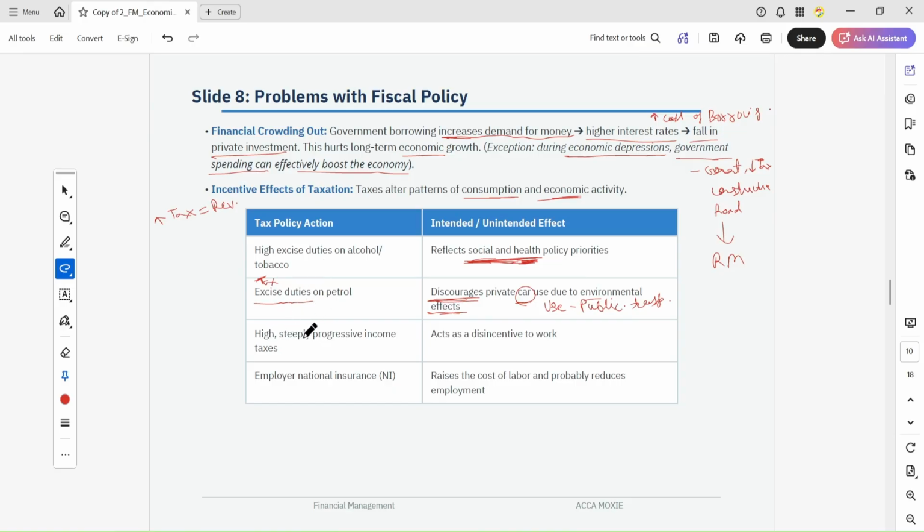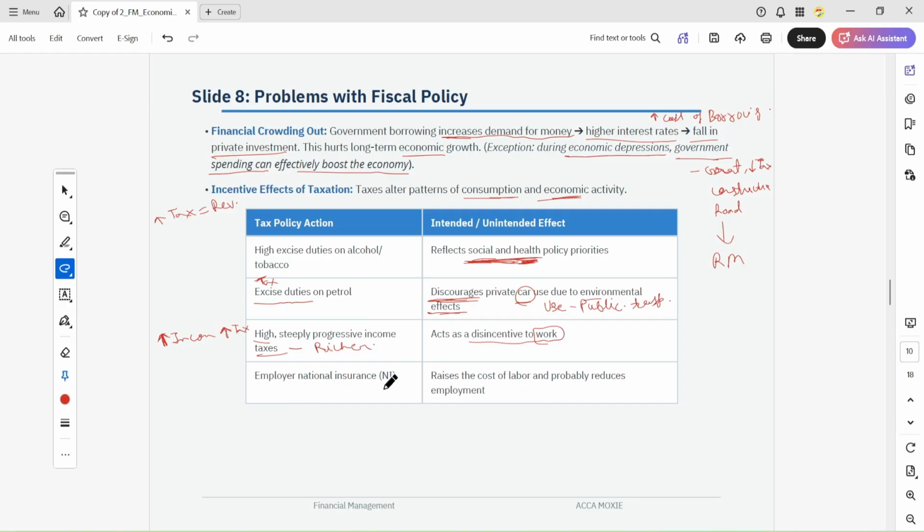And steeply progressive income tax. When you increase the taxes on richer people, when you have high income and your income increases, your tax will increase. So this acts as a disincentive to work. People will not try to earn more, because if they earn more, they will have to pay more tax. Okay.